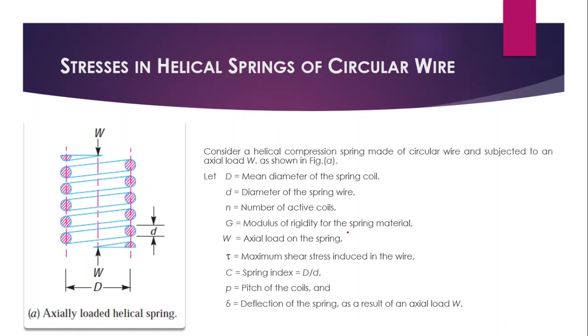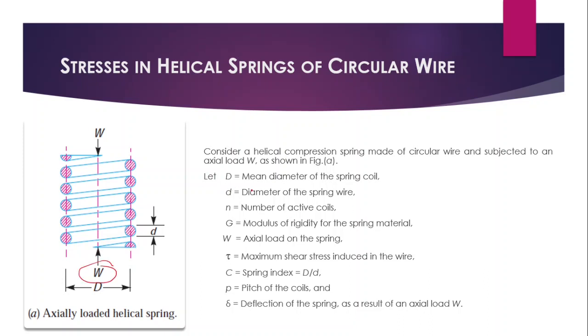Consider a helical compression spring made of circular wire and subjected to an axial load W as shown in figure A. Here in this figure, we can see a helical compression spring made of circular wire, that means the cross-sectional area is a circle, and subjected to an axial load of capital W.